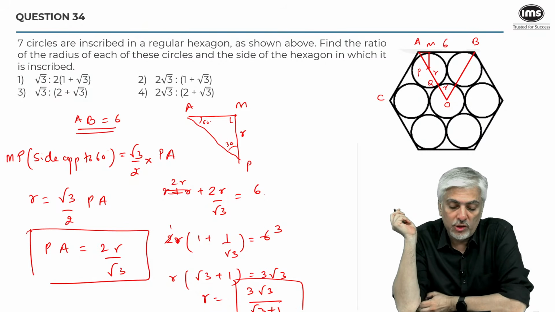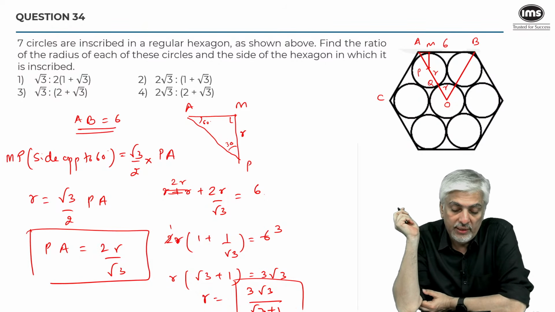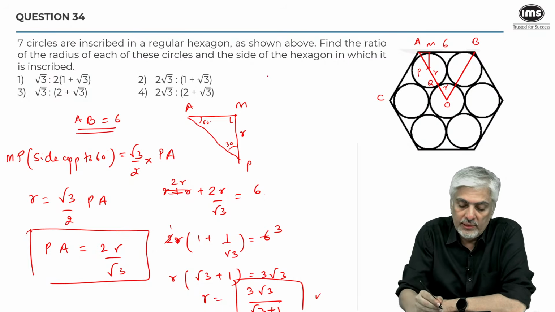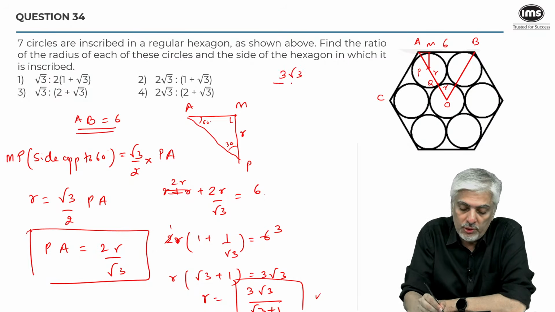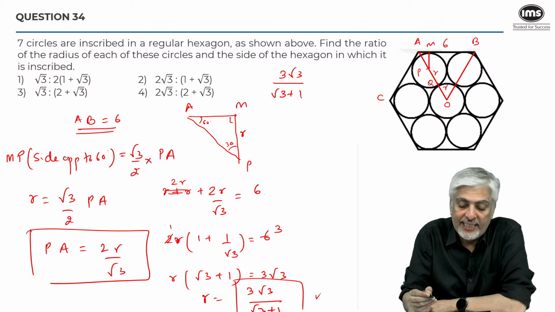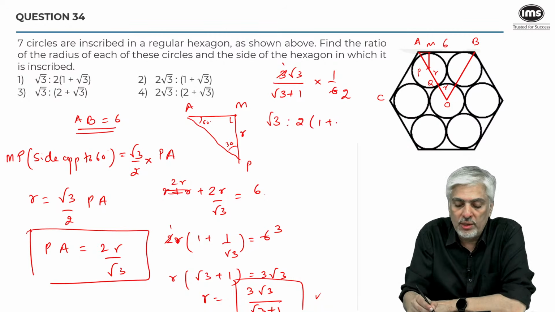What have they asked for? They have asked for the ratio of the radius, which is what we just found, 3 root 3 upon root 3 plus 1, divided by the side of the hexagon, that is 6. So into 1 upon 6. 3 1s are 3, 2s are 2. The answer is root 3 is to 2 into 1 plus root 3, first option.